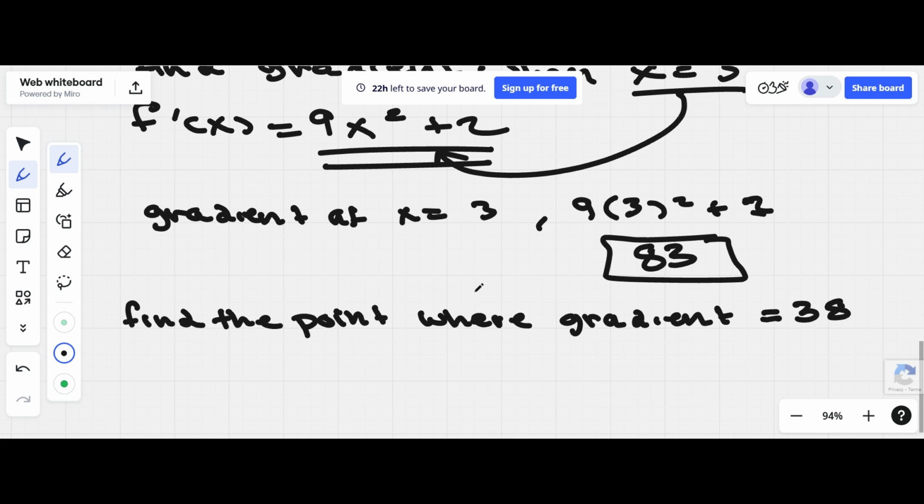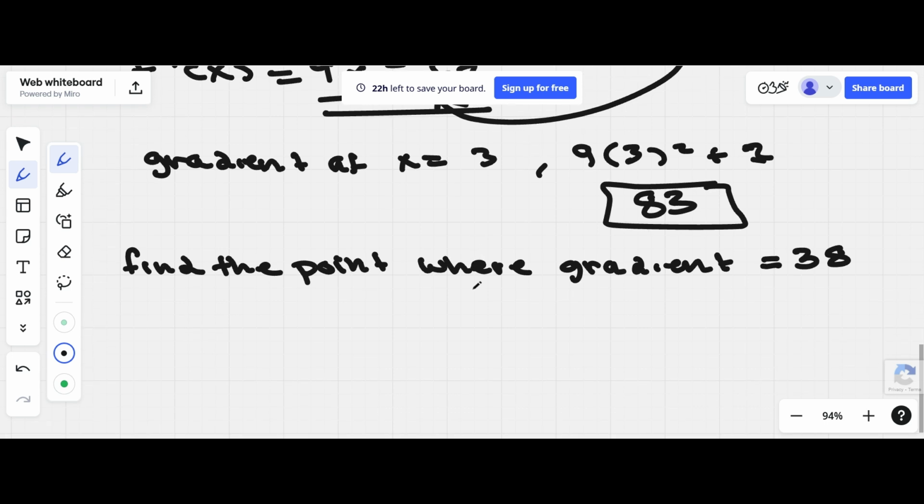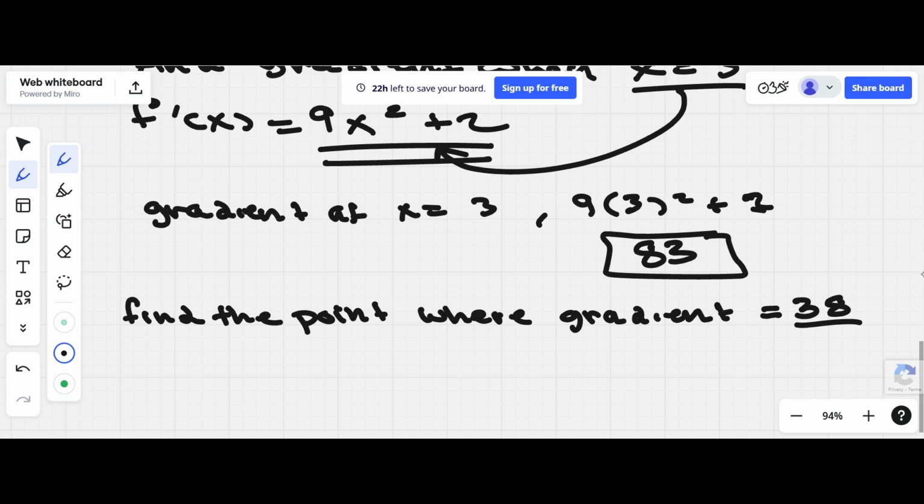Okay, so let's solve this. Find the point where the gradient equals 38. Now, what we do here is we plug that into the derivative function. The gradient, of course, is going to be equal to the derivative. So we can replace f prime of x with 38. So here it says 38 equals 9x squared plus 2.